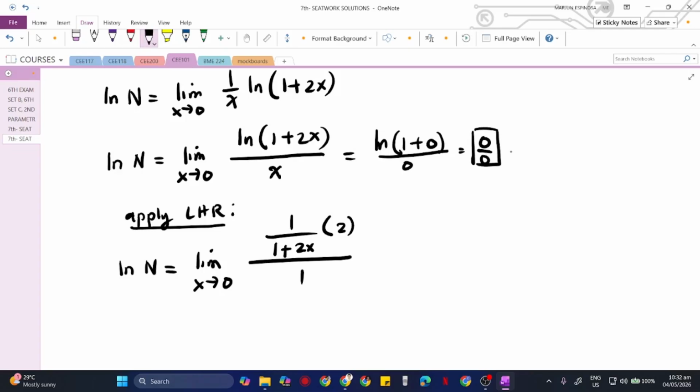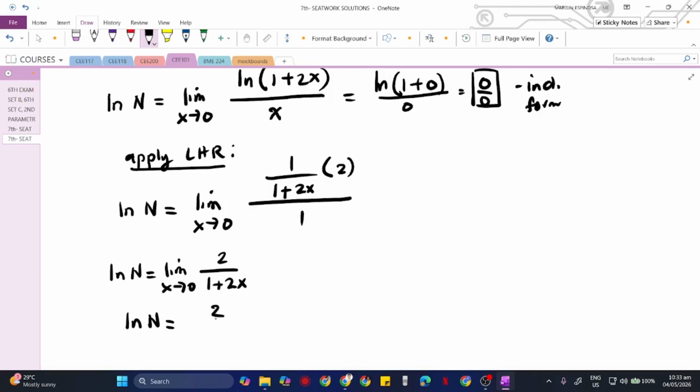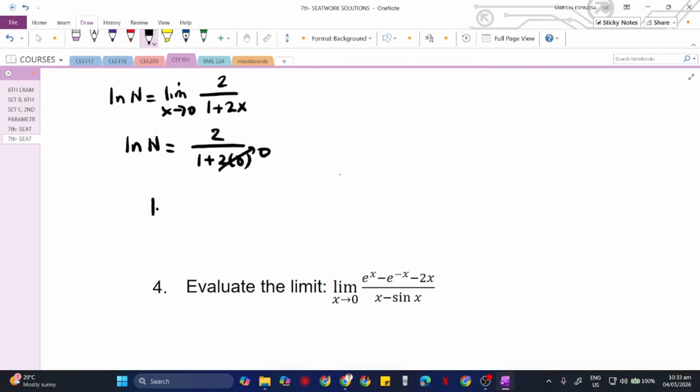So that is an indeterminate form, no? Okay, that is an indeterminate form. So, kailangan natin applyan na yan ng L'Hopital's rule. And then, we now have our ln of n equivalent sa 2 over 1 plus 2x. So, we will now be evaluating as x approaches to 0. So, we have here ln of n equivalent sa 2 over 1 plus 2 times 0. So, obviously, this one is 0. 1 plus 0 is 1. So, therefore, we now have ln of n equivalent pala sa 2.